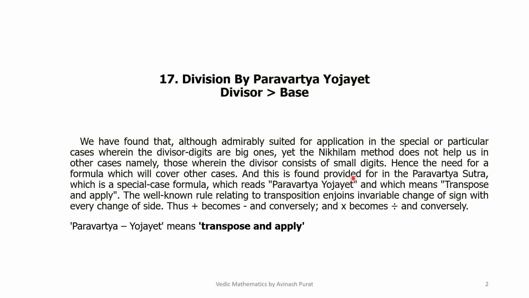And this is found provided for in the Paravartya Sutra, which is a special case formula, which reads Paravartya Yojayet and which means transpose and apply. The well-known rule relating to transposition enjoins invariable change of sign with every change of side. Thus, plus becomes minus and conversely, and multiplication becomes division and conversely. Paravartya Yojayet means transpose and apply.